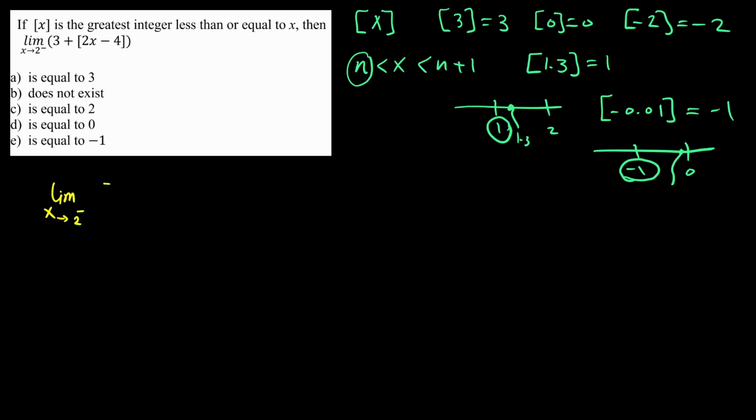Okay, having said that, now let's just look at the limit as x goes to 2 from the left of the greatest integer of 2x minus 4. As x goes to 2 from the left, which means numbers such as 1.9999, if you multiply that by 2, 2 times a very close number to 2 is going to be very close to 4, but from the left. So this is going to be 4 from the left minus exact 4.